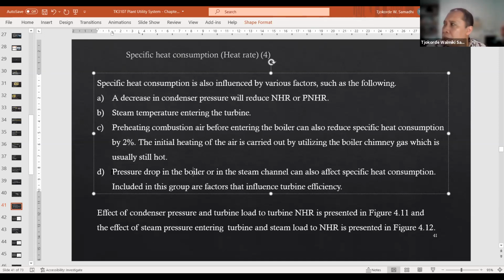Is it economizer? No, actually, it's not economizer. It's air preheater. Economizer is the heat exchanger to increase the temperature of the BFW.